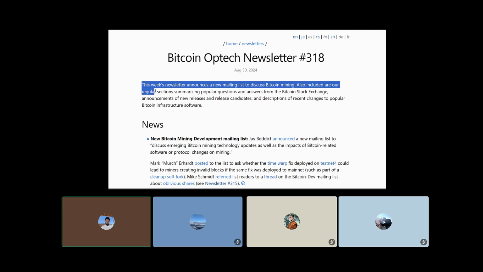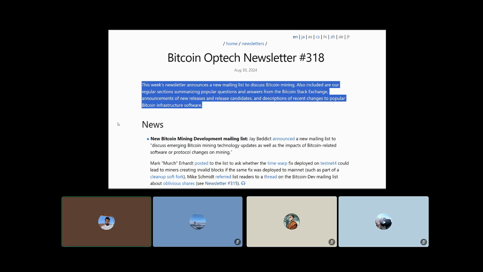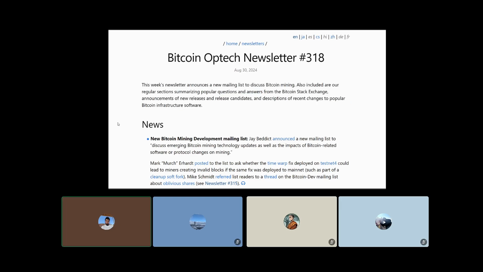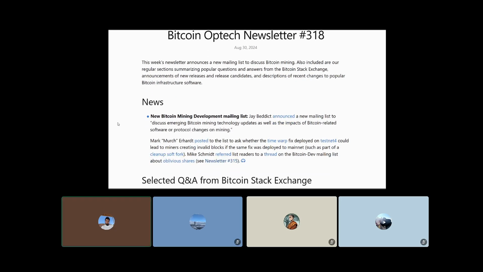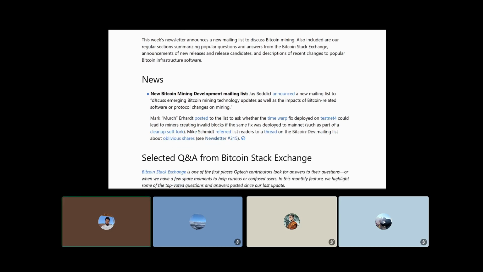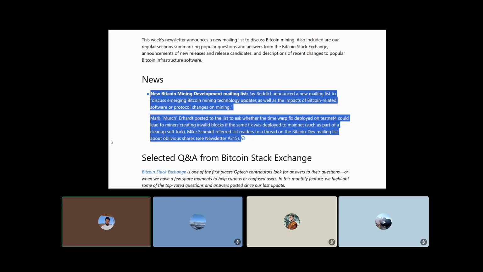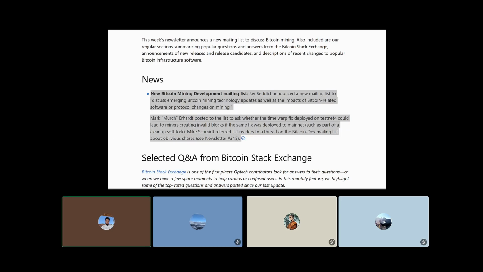This week's newsletter announces a new mailing list to discuss Bitcoin mining. Also included are our regular sections summarizing popular questions and answers from the Bitcoin Stack Exchange, announcements of new releases and release candidates, and descriptions of recent changes to popular Bitcoin infrastructure. The first news article is new Bitcoin mining development mailing list. Jay Bedict announced a new mailing list to discuss emerging Bitcoin mining technology updates as well as the impacts of Bitcoin related software or protocol changes on mining.